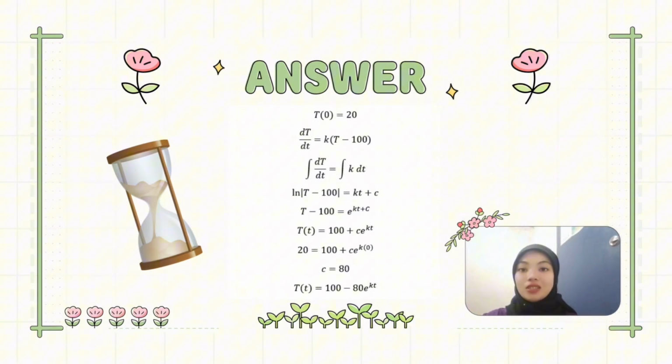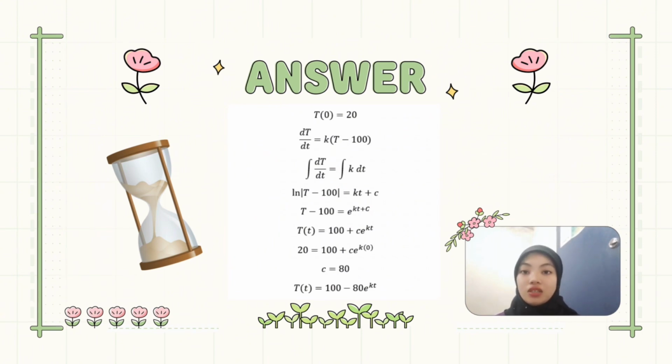First, the initial temperature is 20 degrees Celsius. As we know, the initial time is 0, so T0 equals 20. We use Newton's law, where the rate of change of the temperature of the bar is proportional to the difference between the bar temperature T and the surrounding temperature of 100 degrees Celsius, which is the boiling water temperature. This gives us the differential equation dT/dt equals k times (T minus 100).